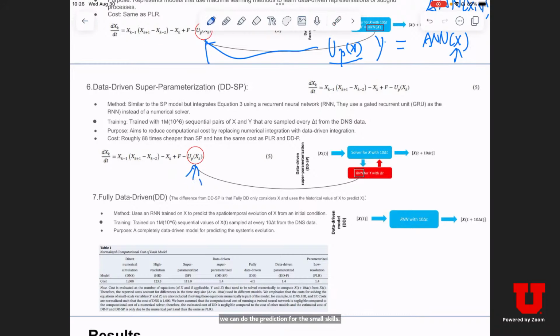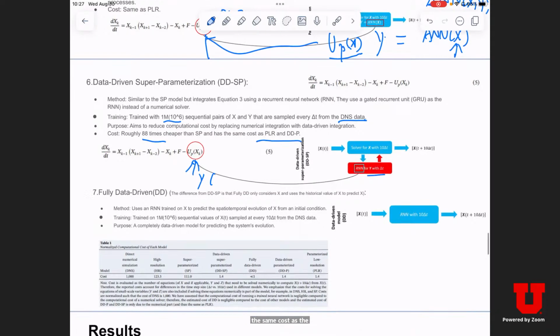We can call this Y or small scale because it can also represent the smallest scale, the Z value as well. But in the training they didn't use any Z variable; they only use the Y. So sometimes we can call it Y as well. This RNN model was trained with 1 million sequential pairs of X and Y, sampled from the DNS data. We can see it's 88 times cheaper than SP and the same cost as the PLR and DDP.